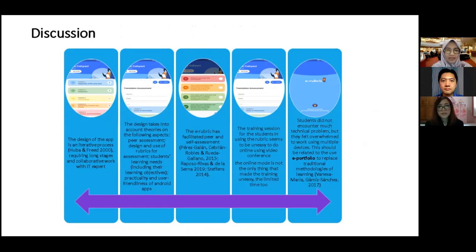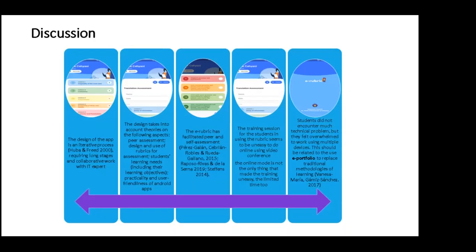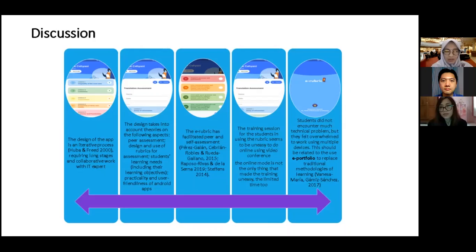The first one is that the design of this app needs a long process because we had to work with our IT expert. So we had to go back and forth from students to our IT expert. After training students to use this app, we found out that there was something to improve. So we went back to our IT expert for improvement. Then the second discussion is the design of this app considers theories of self and peer assessment.